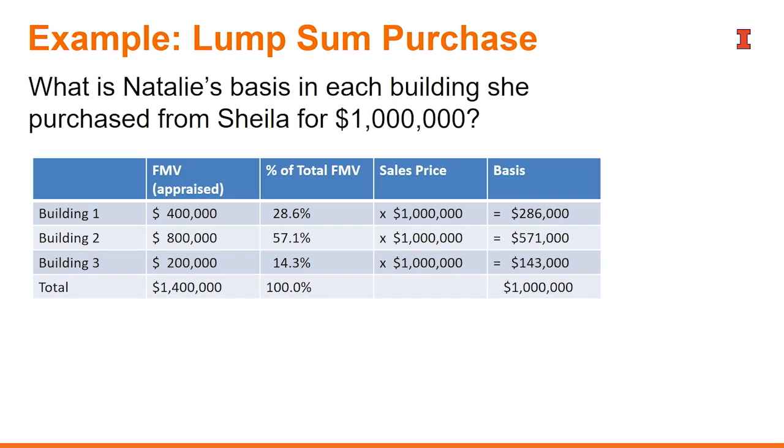So here, because Natalie paid less for the buildings than their total fair market value, she needs to allocate that purchase price across each building based on each building's relative fair market value to the total fair market value.